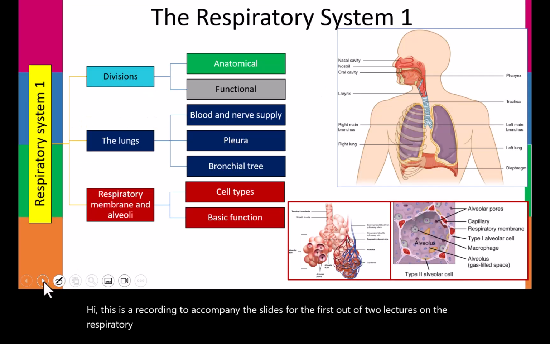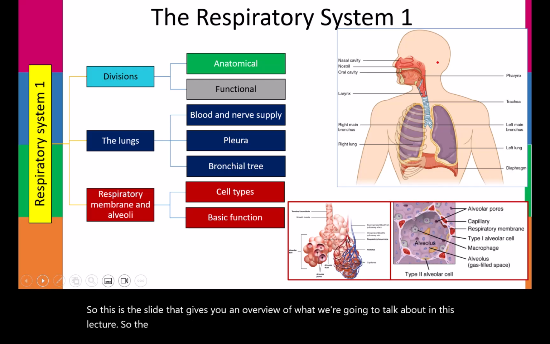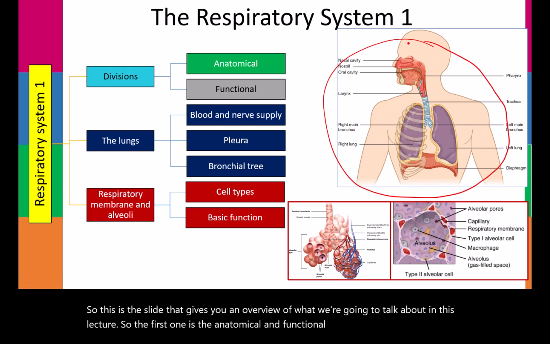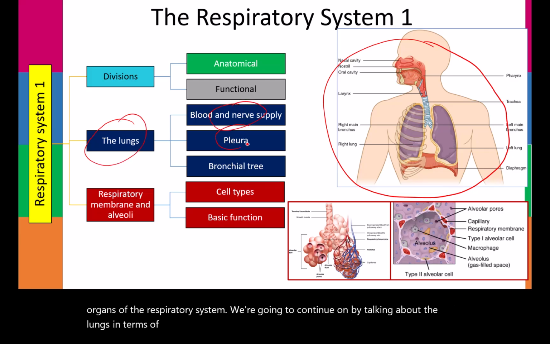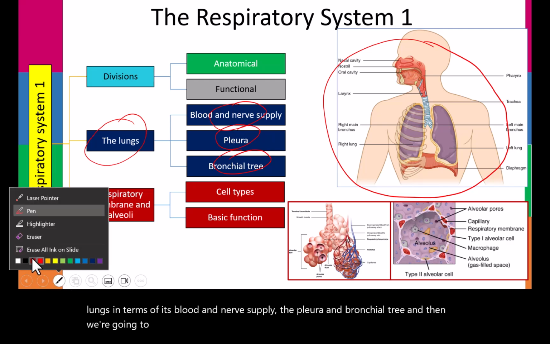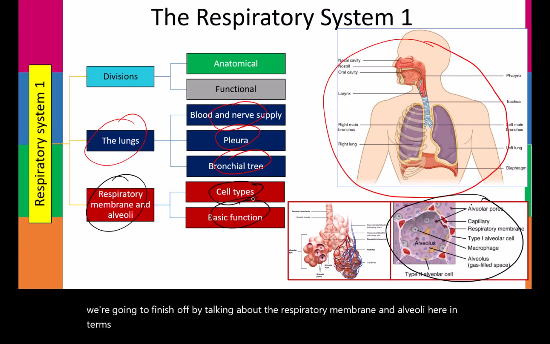So let's begin. This is the slide that gives you an overview of what we're going to talk about in this lecture. The first is the anatomical and functional division of various tissues and organs of the respiratory system. We're going to continue by talking about the lungs in terms of their blood and nerve supply, the pleura and the bronchial tree, and then we're going to finish off by talking about the respiratory membrane and alveoli in terms of their cell types and basic functions.